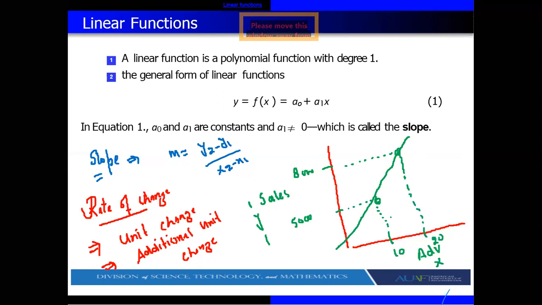Now this difference is called slope. The difference between two values: 5,000 and 8,000, or 10,000 and 20,000. This difference is slope. To find the value of slope, we have the equation m is equal to y2 minus y1 divided by x2 minus x1.